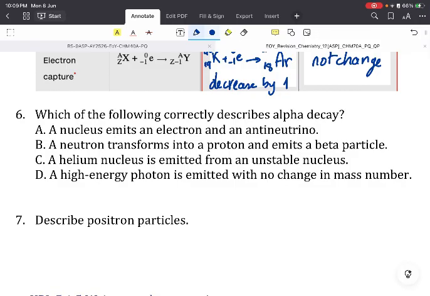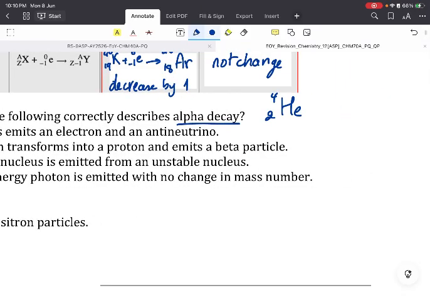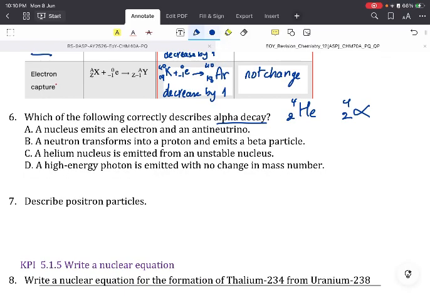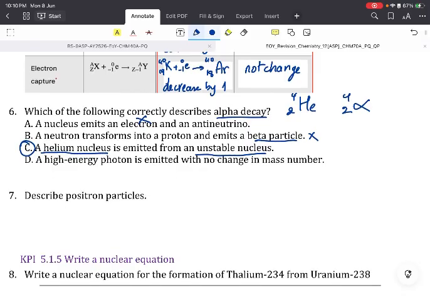Let's move to the next multiple choice question. Which of the following correctly describes alpha decay? As I said, it's a helium atom, or I can represent it by alpha and 2. So it's a nucleus. A nucleus emits an electron. That's wrong. A neutron transforms into a proton and emits beta particle. That's wrong. It's a helium nucleus. That's correct. And it's emitted usually from an unstable nucleus.